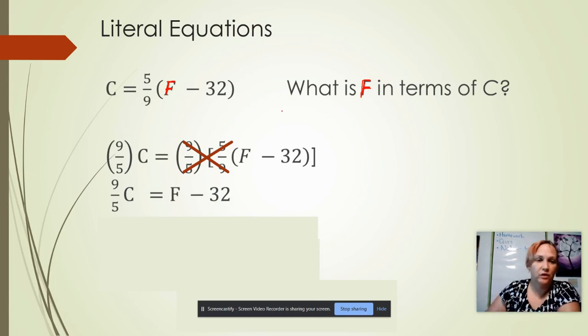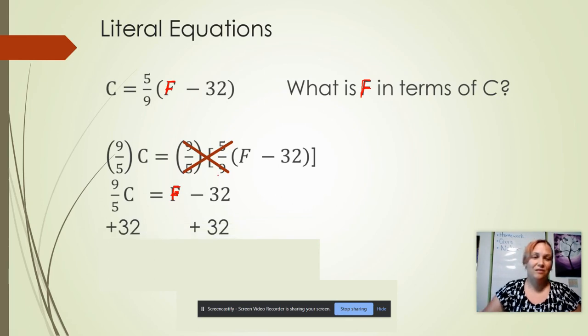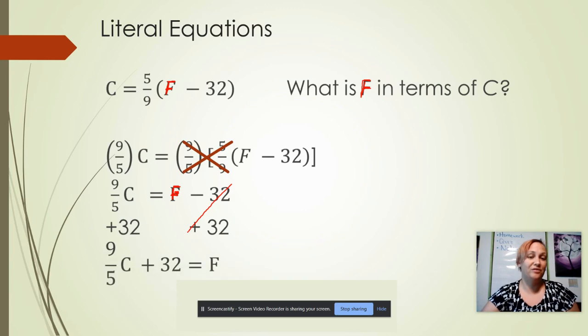Just as a little refresher for myself, to make sure I'm getting the correct letter by itself, I'm going to write that letter F with the red marker again. So I want this red letter F to be all alone. There's only one other thing with it right now. There's a minus 32, so I'm going to plus 32. That will allow me to cancel these out, leaving my red letter F all by itself.